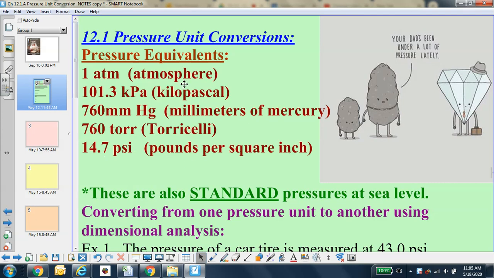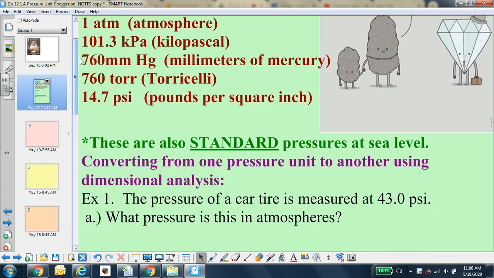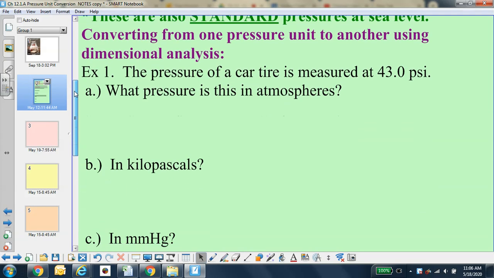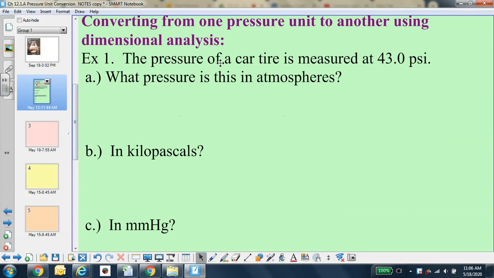So all of these pressures are equivalent to each other, and they are standard pressures at sea level, which means that at sea level you'd have 1 atmosphere of pressure pushing on you from all directions, or 101.3 kilopascals, 760 millimeters of mercury, 760 torr, and 14.7 pounds per square inch of pressure pushing on you in all directions at sea level. So we are just simply going to convert from one pressure unit to another using dimensional analysis.